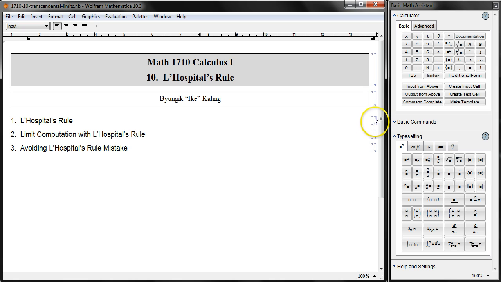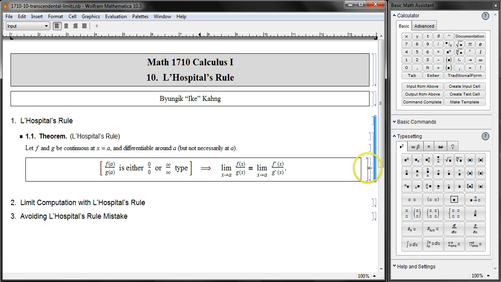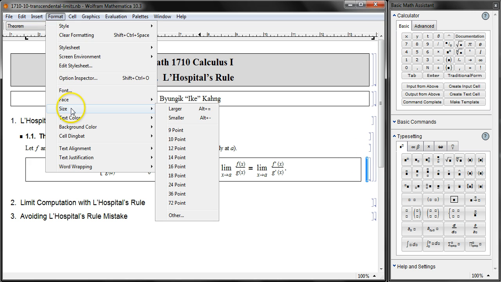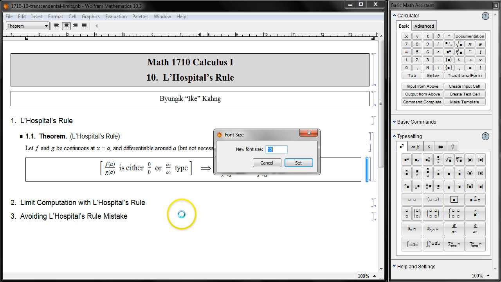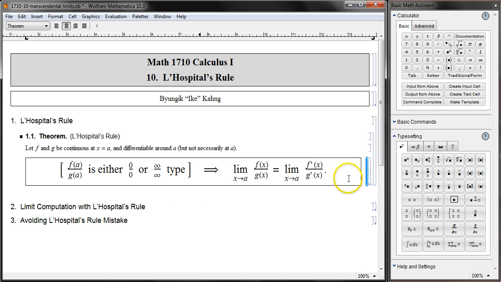We're going to talk about L'Hopital's rule. Here we go. Let's increase the font a little bit. Okay, that's much better.